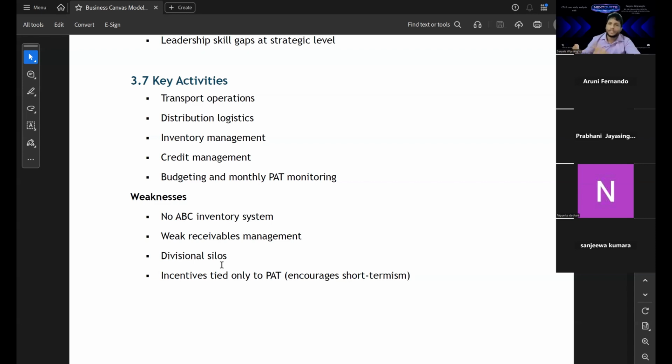We talk about these things in the classroom. Then the incentives are tied only to profit after tax. Then we learned that it encourages short-termism. Then we learned how the balanced scorecard is involved when we set up the key performance indicators in the business.